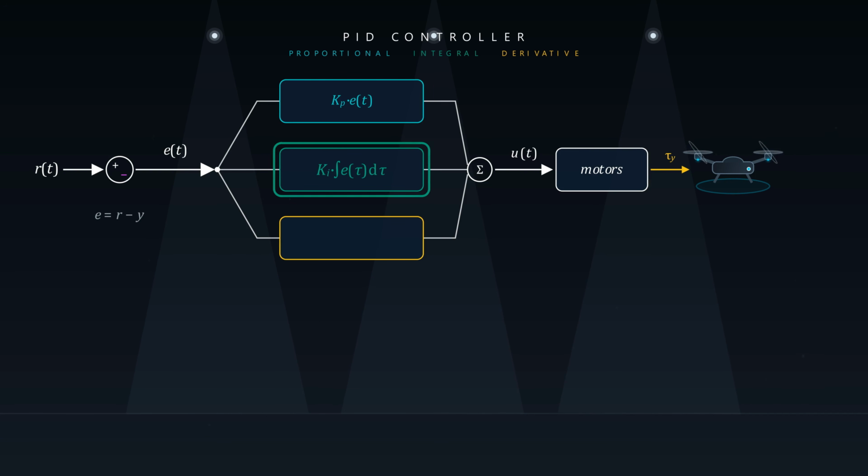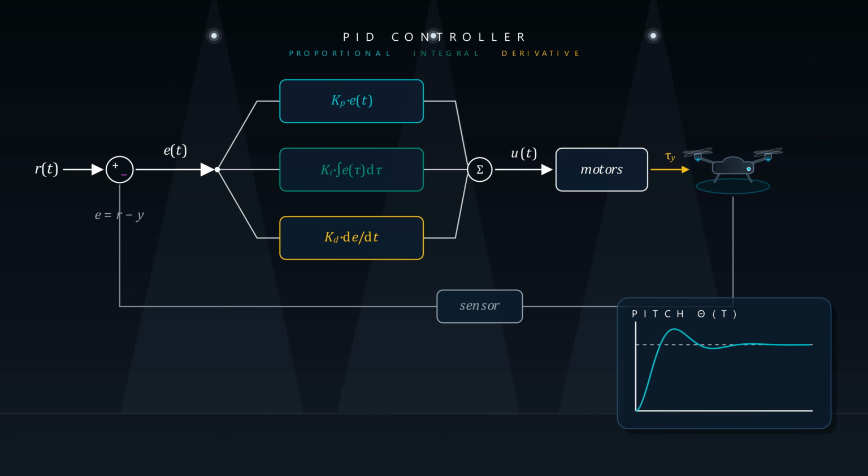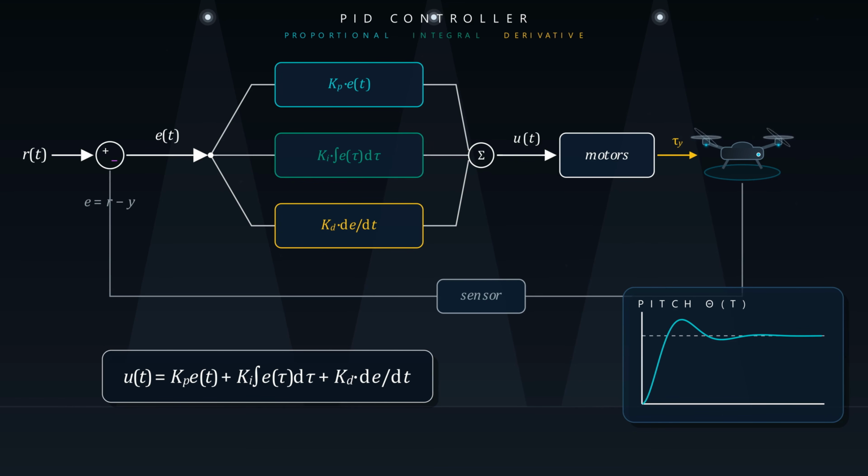The integral term, Ki times the integral of e over time, eliminates steady-state error. If a small persistent error remains, the integral accumulates and drives it to 0. The derivative term, Kd times the derivative of e, provides anticipatory damping. It looks at how fast the error is changing and resists rapid changes. Together, these 3 terms, involving integration and differentiation, allow the drone to fly stably. All 3 are direct applications of the calculus operations we covered earlier in this video.